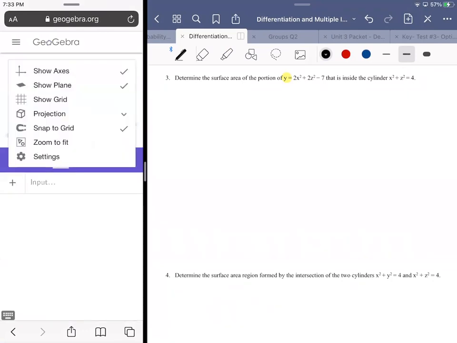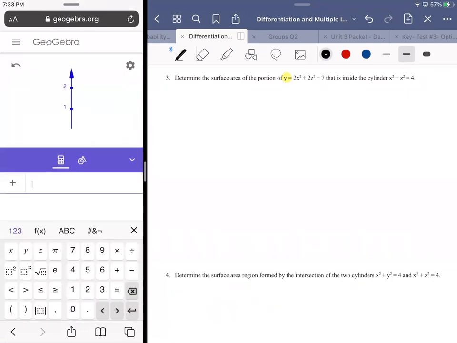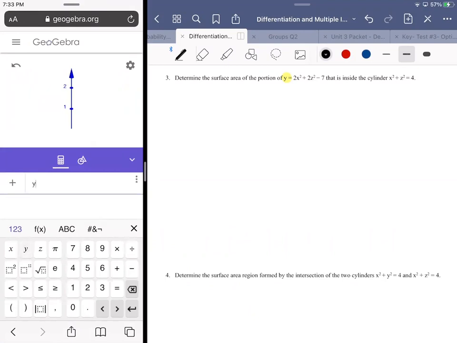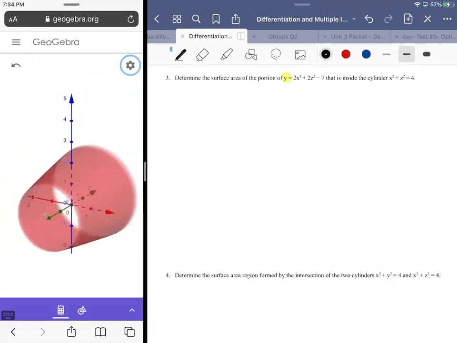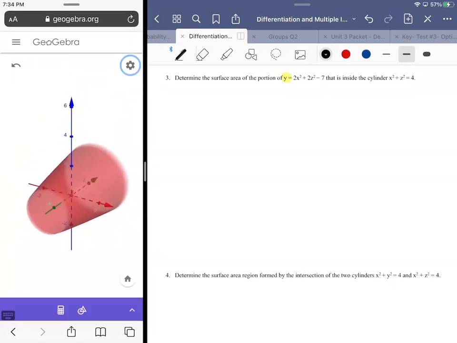Get rid of the plane because the plane looks stupid. So I'm going to type in y equals 2x squared plus 2z squared minus 7. Now it doesn't really show you much, so we have to play around with this. I'm going to zoom out.